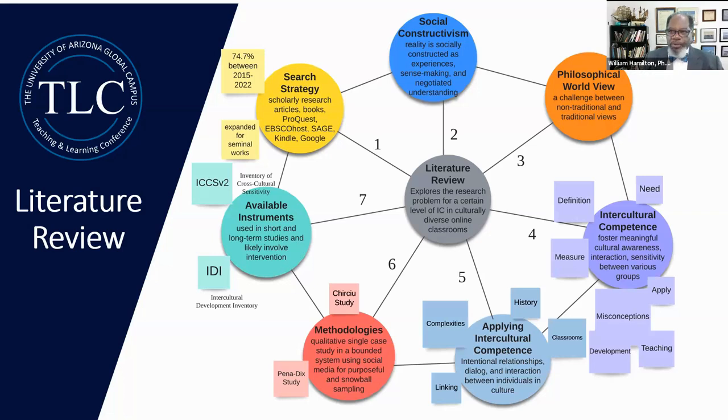One of the first things covered was the search strategy of scholarly research articles, books, ProQuest, etc. And of the references, 75% of them were between 2015 and 2022, expanded, of course, to include seminal works. Also covered in the review was social constructivism, at least my take: reality is socially constructed as experiences, sense-making, and negotiated understanding.